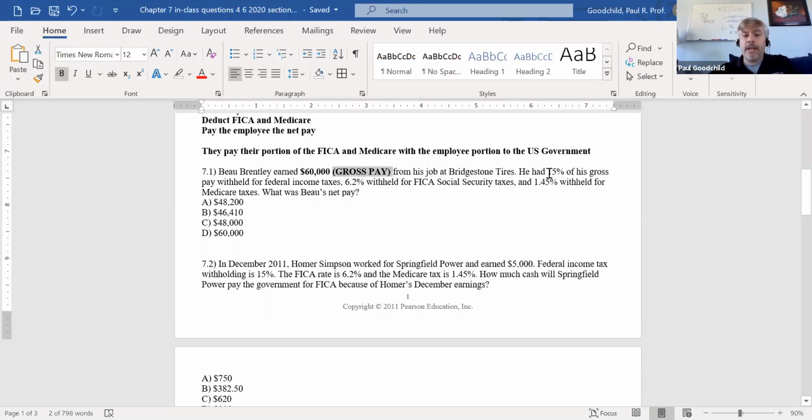And then he had 15% withheld for federal taxes. So that's the federal taxes. And then, of course, 6.2 for FICA and 1.45% for Medicare taxes. So they want to know net pay. So we've got gross pay, 60,000.